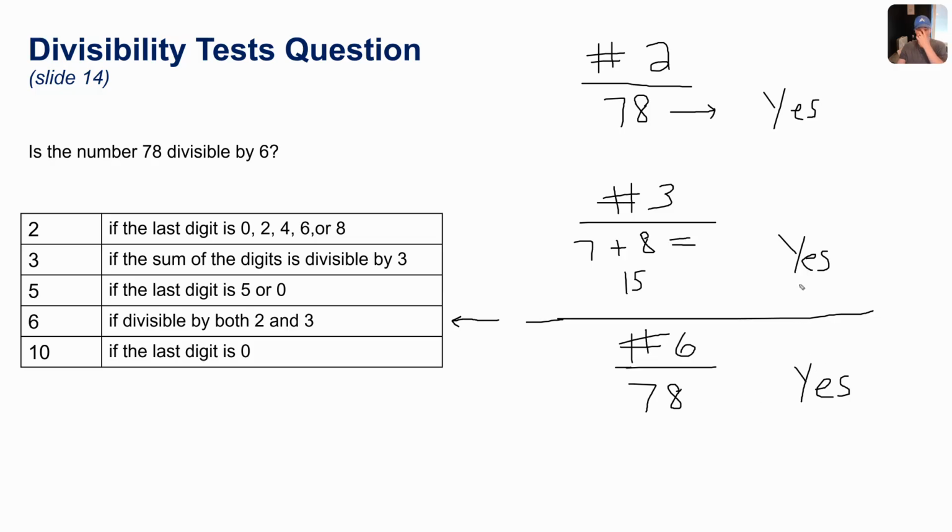You'll come across some numbers that are divisible by 2 but not 3, so that means it's not divisible by 6, or vice versa. It might be divisible by 3, like the number 9, for example. 9 is divisible by 3, but it's not divisible by 2, so 6 doesn't go into 9 either. That's the thought process we're working on for each of these.